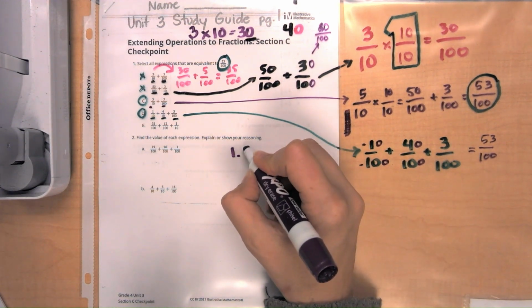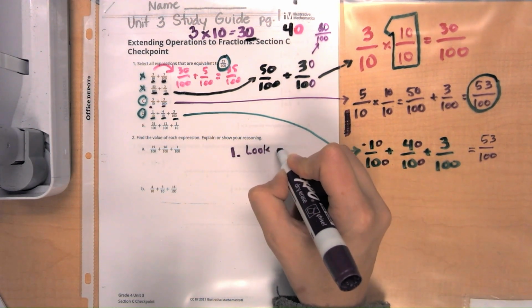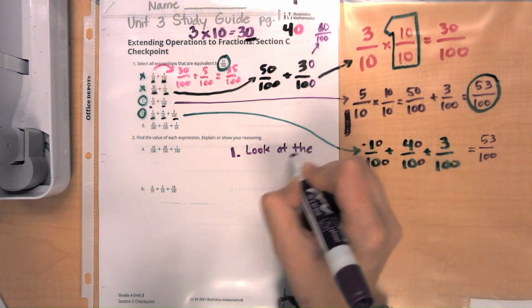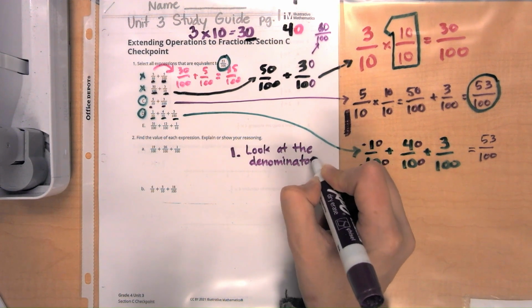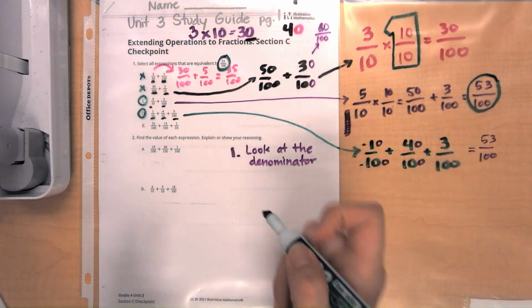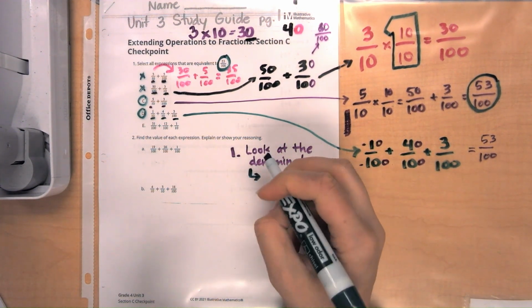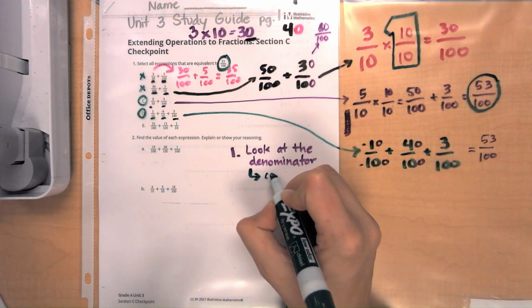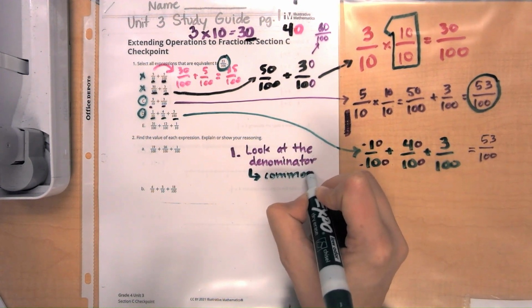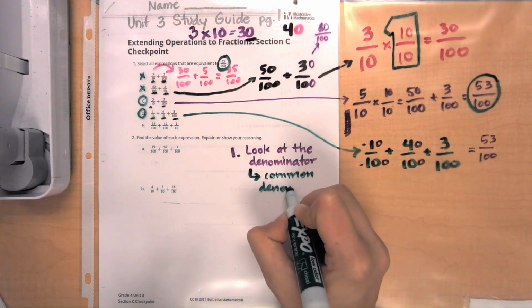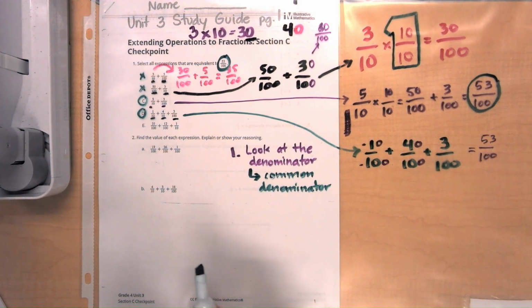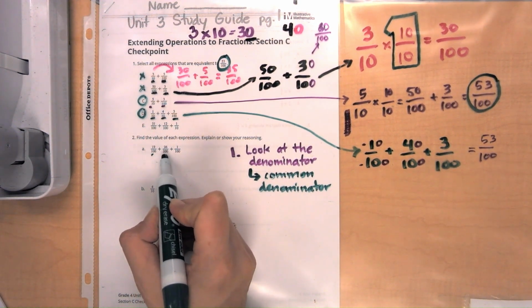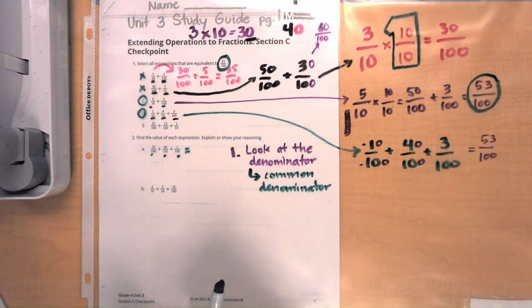The first thing you're going to do always is look at the denominator. That's what you have to do, because what do you have to have? You have to have a common denominator. So the first thing you need to do before you even begin these things is look at that denominator and see if you're good. 100, 100, 100. We're good. Now all we have to do is add up the 19, the 26, and the 1.